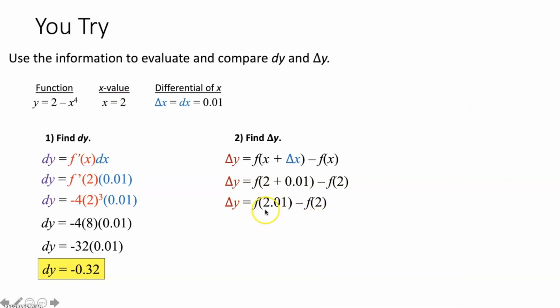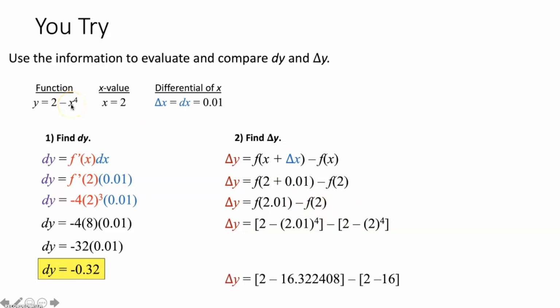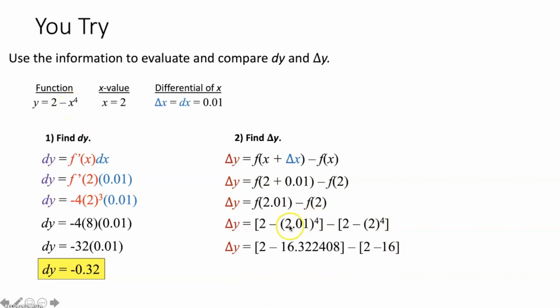So what is the y value of the function at x is equal to 2.01? Well, we plug in 2.01 to the original function and we simplify. Over here, doing the same thing, except we're evaluating f of 2. So we plug in 2 for x in the original function. 2 to the fourth is going to be 16. 2.01 to the fourth is going to be this decimal right here.